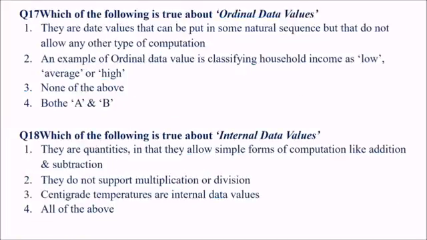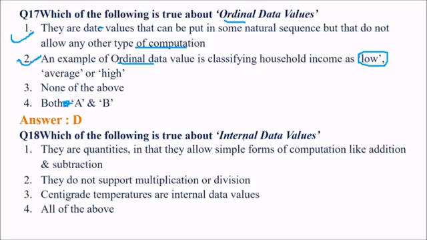Now the next question is, which of the following is true about ordinal data values? Ordinal data values. We have just seen the nominal data values. Now ordinal means in some sort of certain order. So what will be the answer for you? The answer is both A and B. Why? Because they are data values that can be put in some natural sequence, but that do not allow any other type of computation. An example of ordinal data values is classifying household income as low, average and high. So these both are correct.